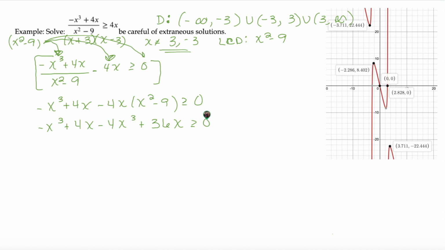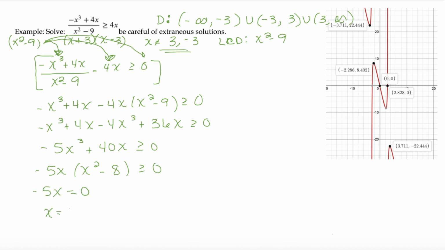Combine like terms, I have negative 5x cubed plus 40x. I do see at this point that we have a greatest common factor of negative 5x. So I have x squared minus 8. It's in factored form, so I can set each piece equal to 0.